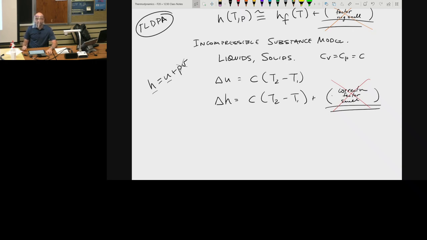Any questions on this before we do a problem? So I'm going to do incompressible substance problems today, because it's a pretty easy concept. I'm going to do one problem that would be out of your homework, and the first problem is kind of not like your homework problem. The second one is like your homework problem.